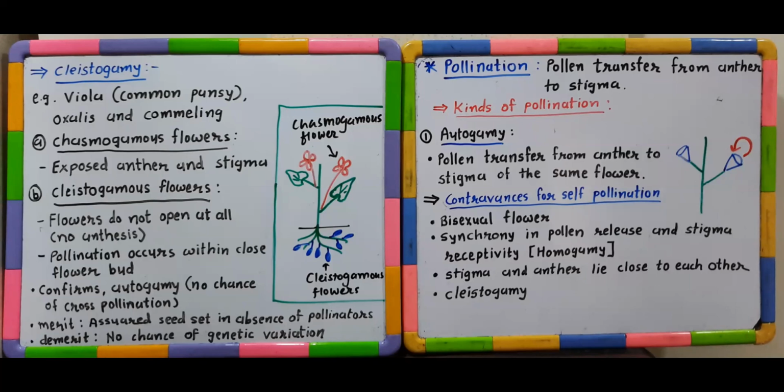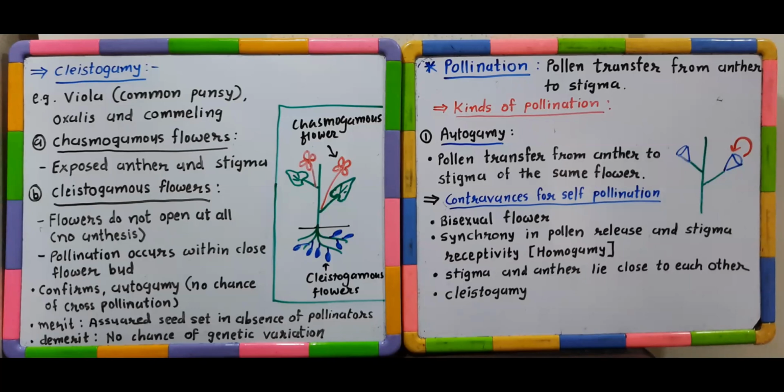mainly autogamy, geitonogamy, and xenogamy. Three major forms of pollination include autogamy, geitonogamy, and xenogamy. This is based on pollination occurring in which flowers. Within the flower, it is autogamy. Between the flowers of the same plant, it's called geitonogamy. And pollination between the flowers of two different plants is termed xenogamy. So based on this aspect, there are three different forms of pollination.